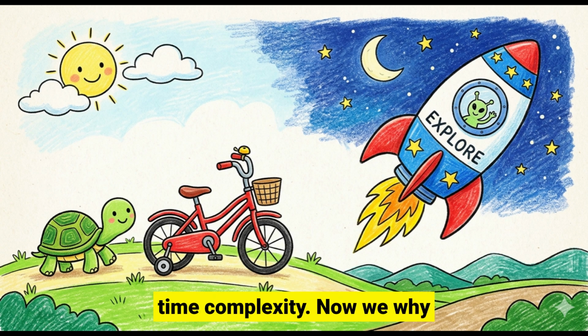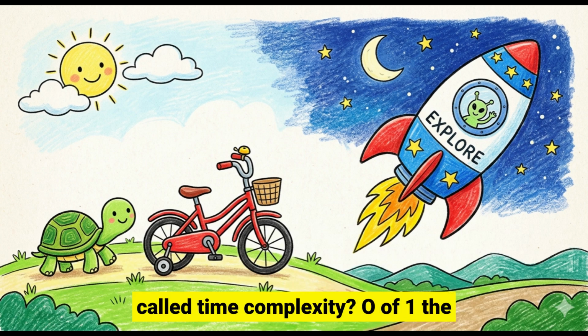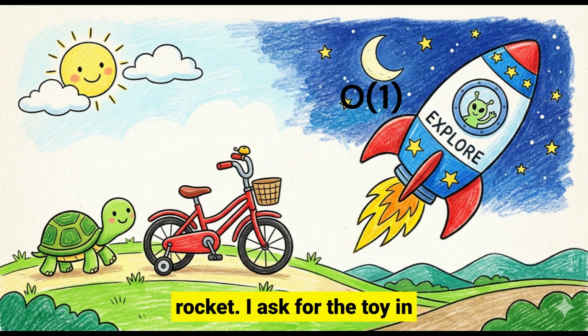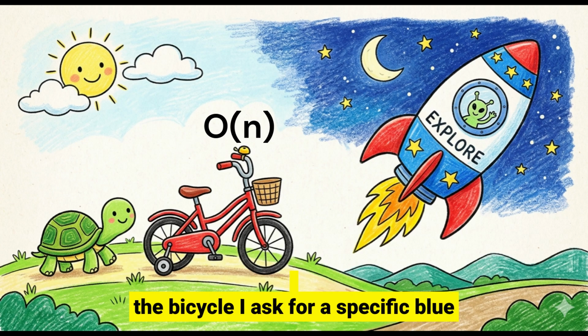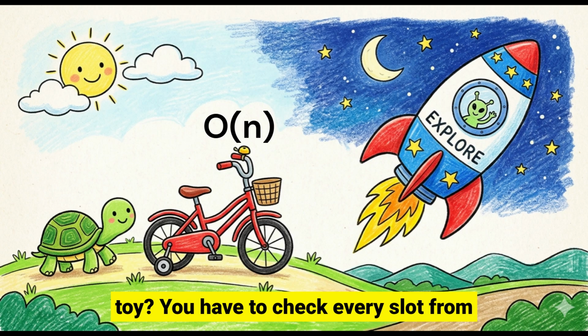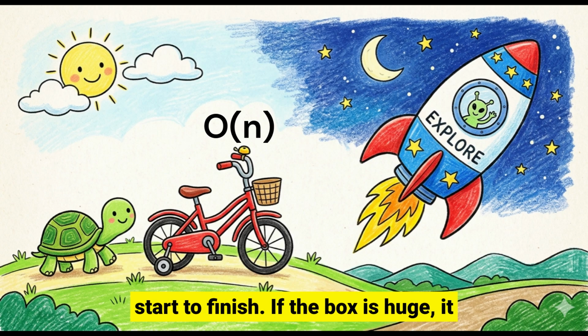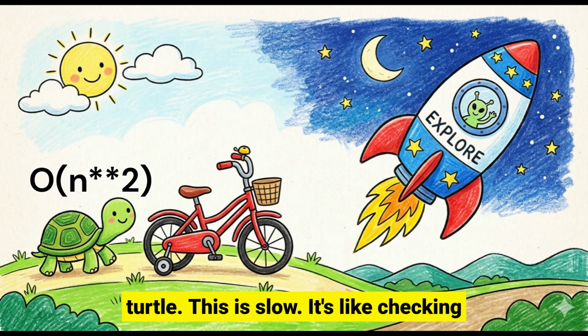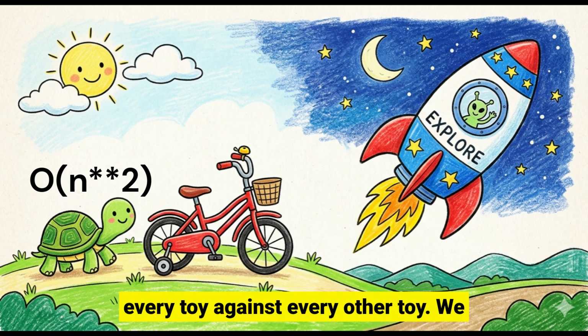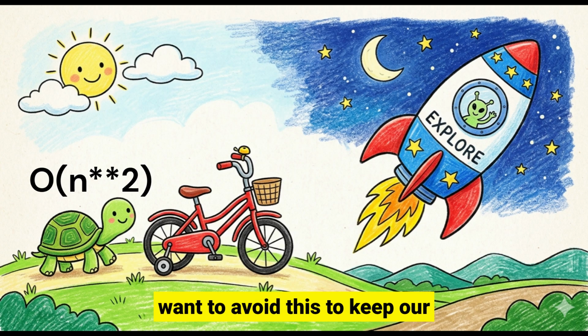Next is time complexity. Why does it matter how we find things? That's called time complexity. O of 1, the rocket. I ask for the toy in slot 1 and you give it to me instantly, fast. O of n is the bicycle. I ask for a specific blue toy, you have to check every slot from start to finish. If the box is huge, it takes longer. O of n square, the turtle. This is slow. It's like checking every toy against every other toy. We want to avoid this to keep our apps fast.